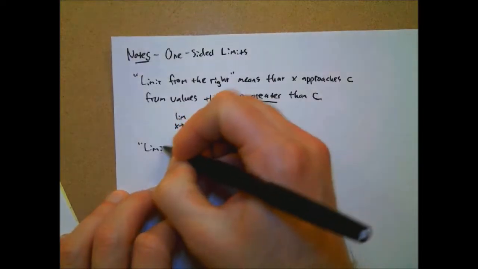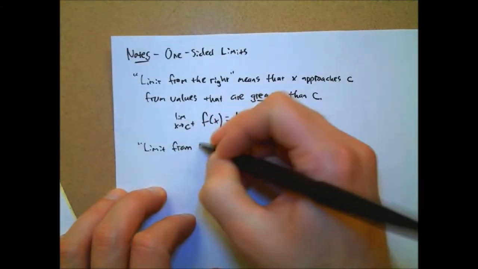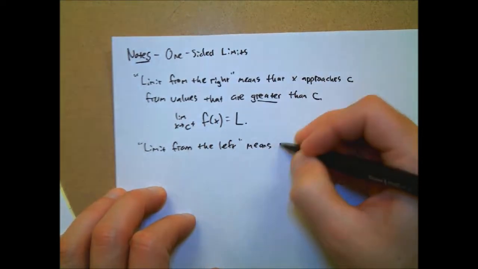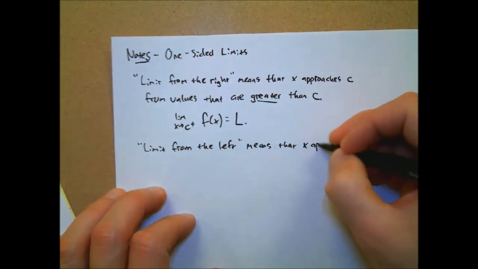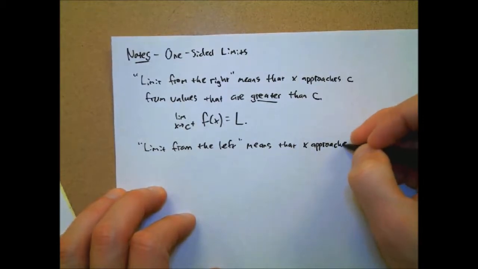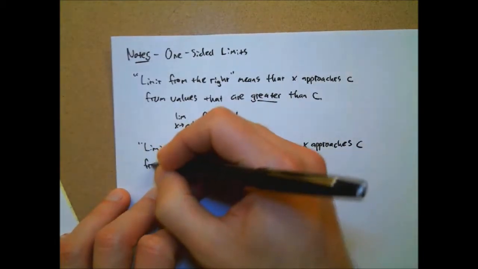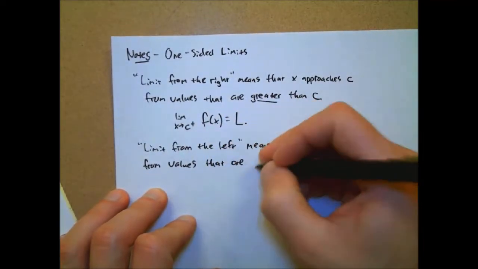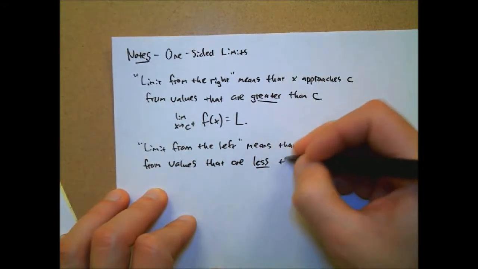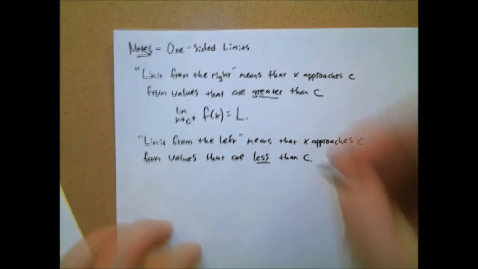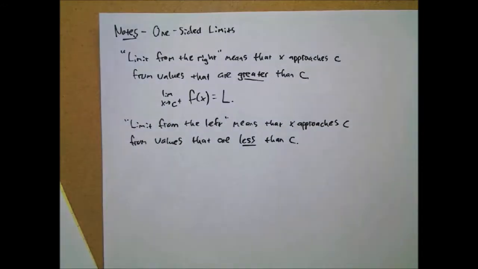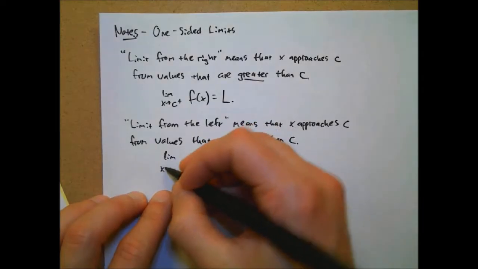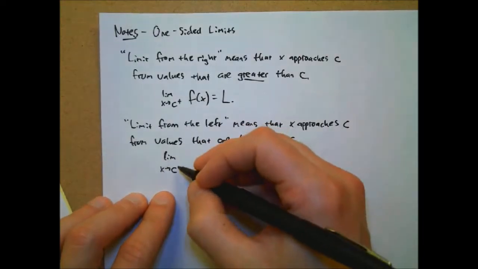And then for limit from the left, like Jeff said, you can pretty much figure out it means that x approaches c from values that are less than c. And you can imagine then, to denote that kind of limit, it'll be the limit as x approaches c, and then for the exponent of c, we'll put a negative sign.